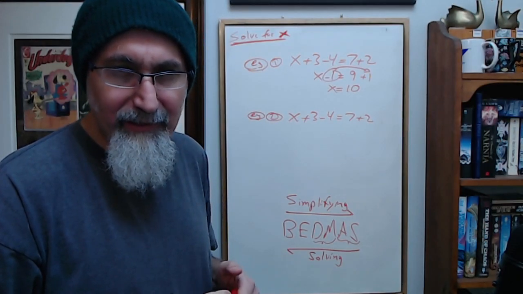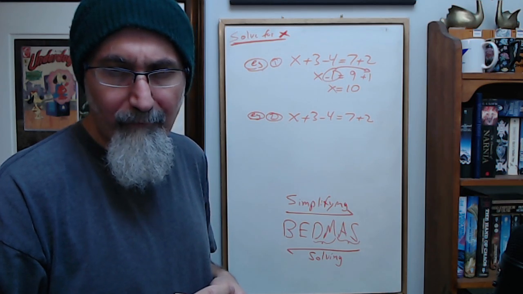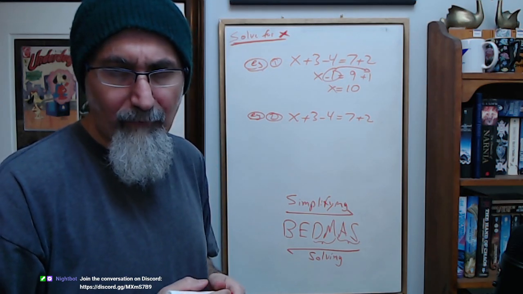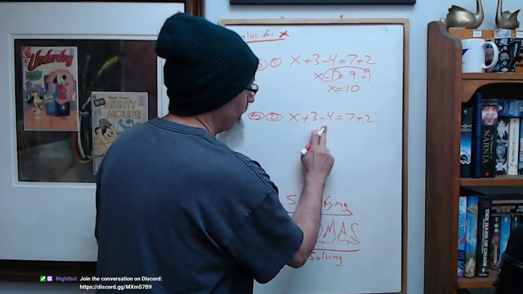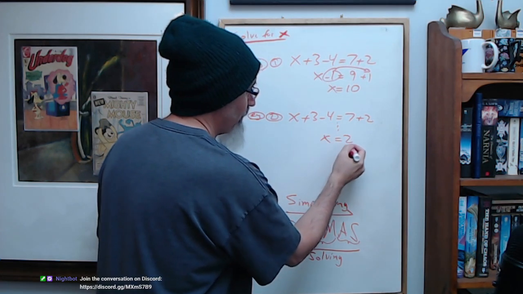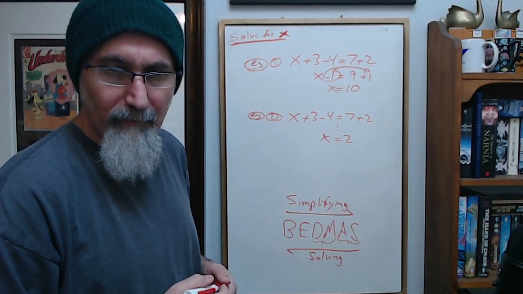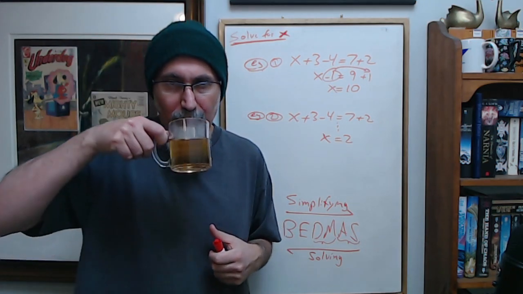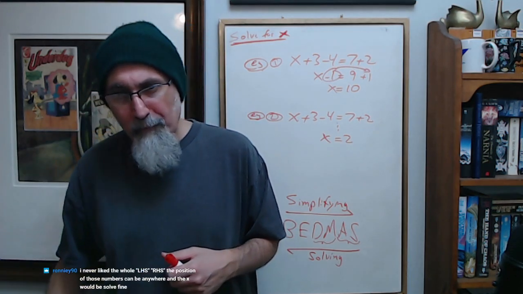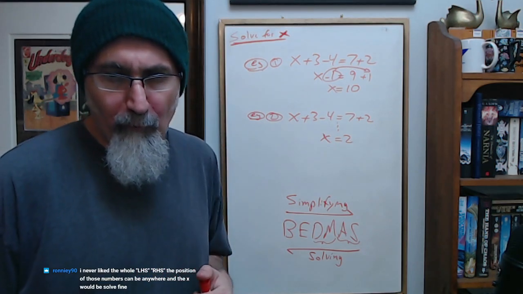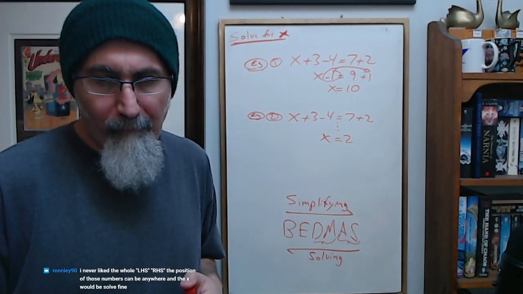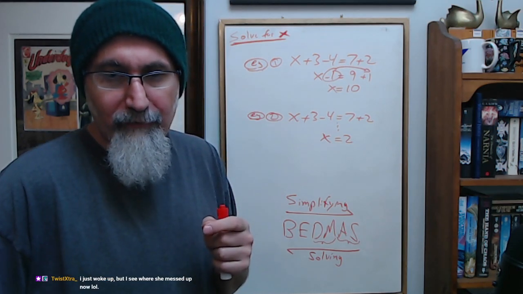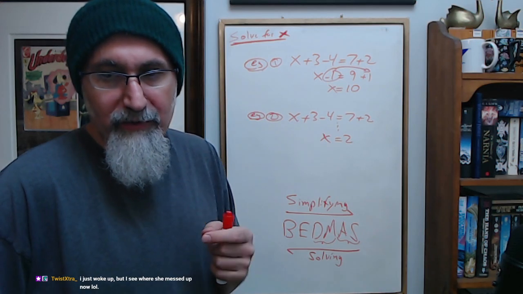So she ends up doing it and she gets x is equal to 2. Eunice probably does not understand the x. So for this, she would do the work and get x equals 2? And you want to explain to her why that's wrong? Ronnie says this: I never liked the whole left hand side, right hand side. The position of those numbers can be anywhere, and the x would be solved fine.